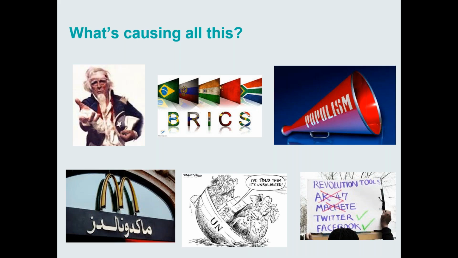The image in the center at the bottom here of the UN is something which crops up many times. You see the image of the UN as being a boat which is clearly imbalanced, and you have the Secretary General of the UN saying, "I've told them it's unbalanced." What does this mean? Well, the 5 animals at the right-hand side of the boat represent the permanent 5 members of the Security Council. So you have the US, the UK, Russia, France, and China. The animals on the left-hand side of the boat are the rest of the members of the United Nations.